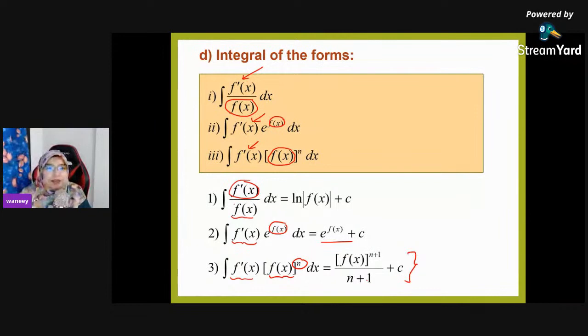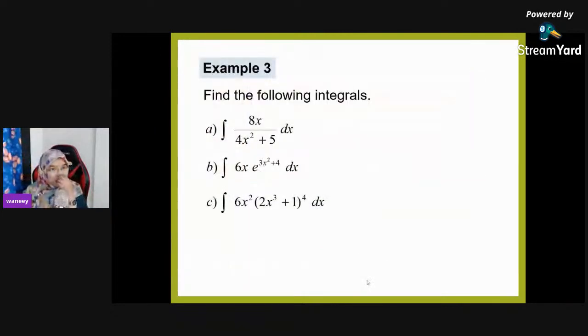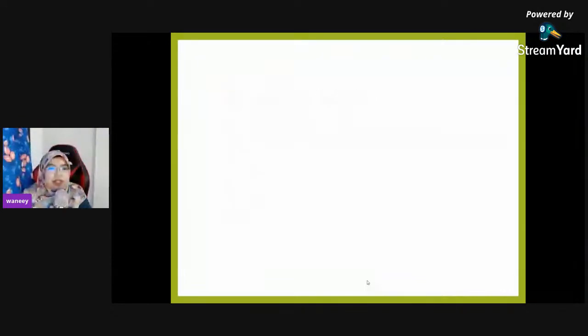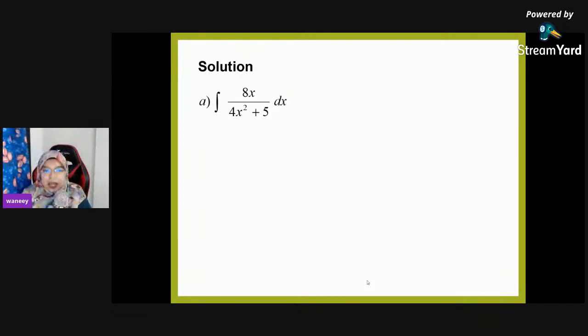Okay, next. Right, so now find the following integrals. We're going to look at each of them and see whether it is the first form, second form, or third form. For the first one, we have to integrate 8x over 4x squared plus 5 with respect to x. Cara baca: integrating 8x over 4x squared plus 5 with respect to x.